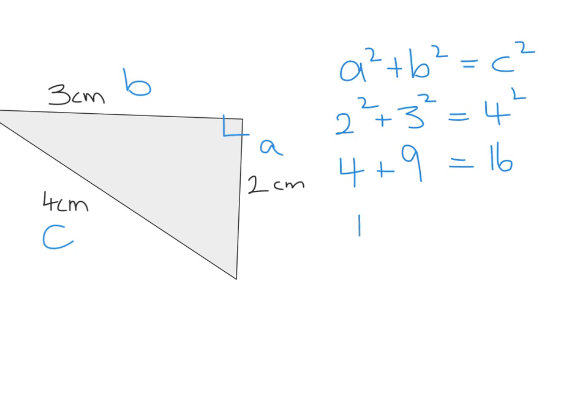4 plus 9 is 13. So 13 equals 16. That is incorrect. So that must not be a right angle triangle. That's all you do. Just literally put the sides into the equation.